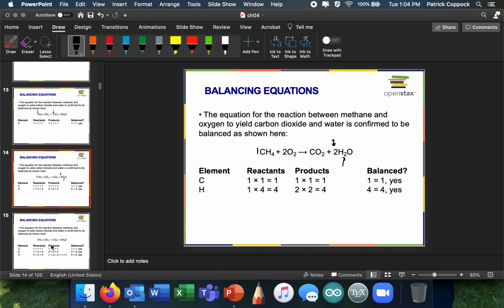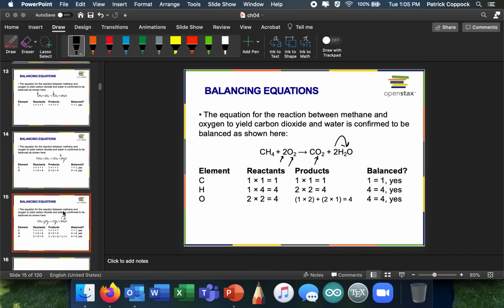Okay, so finally, let's do the oxygen. There are 2, right, times 2. There's 4 oxygen atoms. And there's 2 plus, right, 2, which gives you 4. So yes, that is balanced. And we can see that that's balanced by inspection. All right, so we're going to do a more complicated balancing reaction, or balancing equation, in the next conversation.